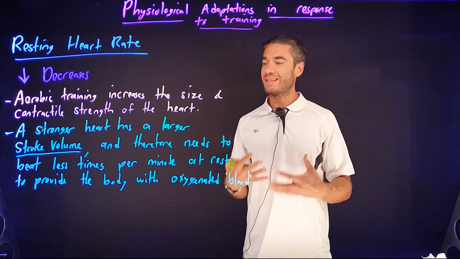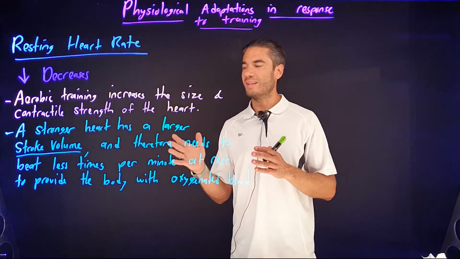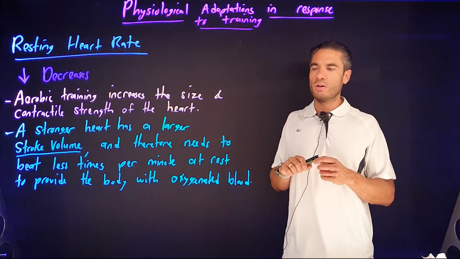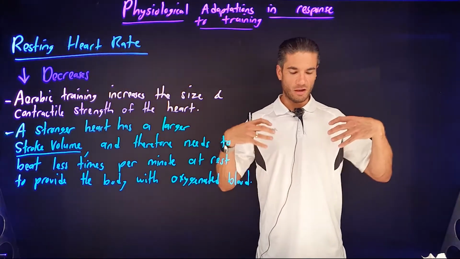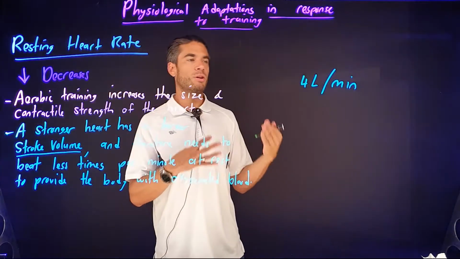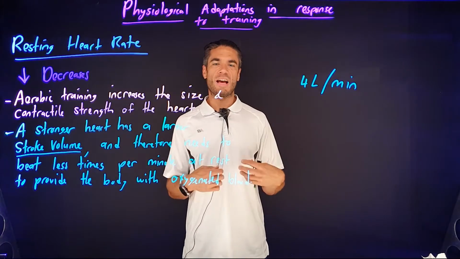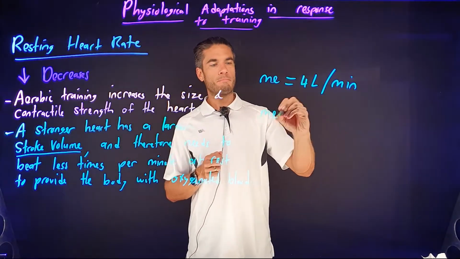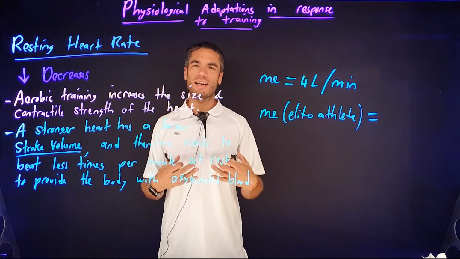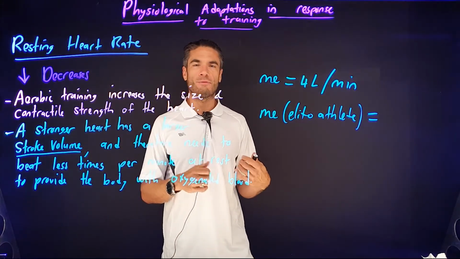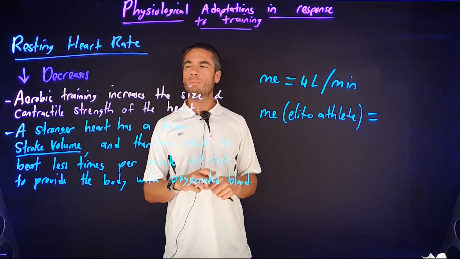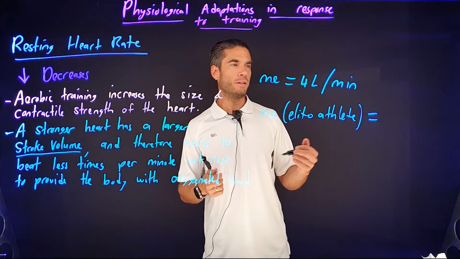And therefore, because it has a larger stroke volume, the heart needs to beat less times per minute at rest to provide the body with oxygenated blood. So let's say I am me and I require 4 liters of blood per minute at rest. Let's take the exact same me, except I am now an elite athlete. I am like super triathlon guy, okay? At rest though, guess how much blood I need? 4 liters a minute.